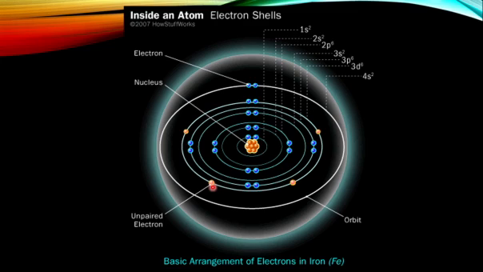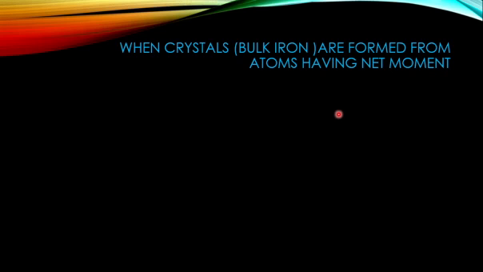Inside of an atom, here you can see the nucleus, and the electrons are arranged according to the Bohr model: 2 occupying the 1s orbital, 2 occupying the 2s orbital, 6 occupying the 2p orbital, then 2 in the 3s orbital, then the 3p orbital, and 4.